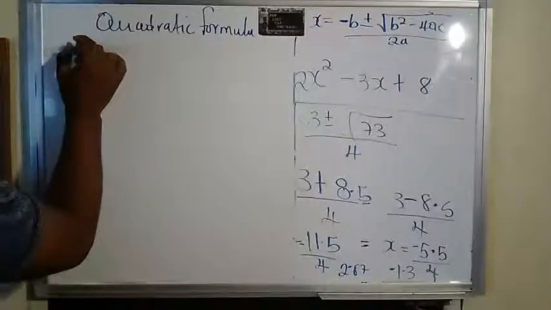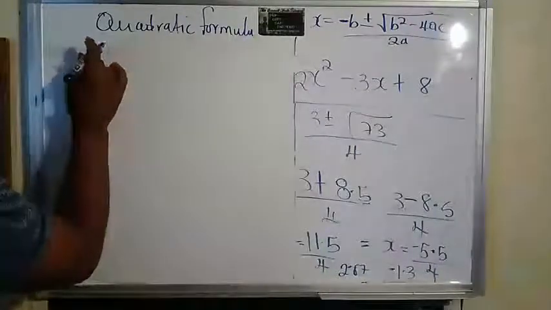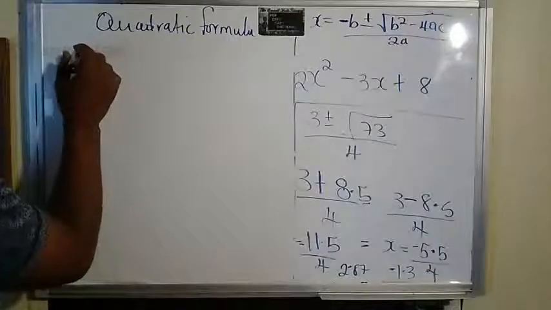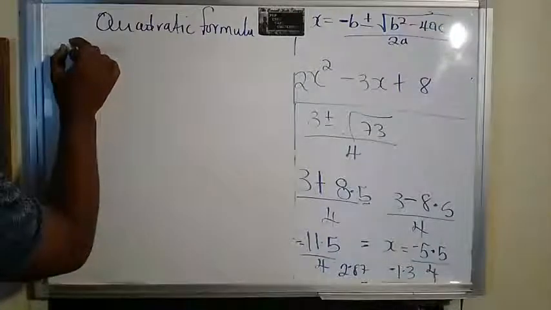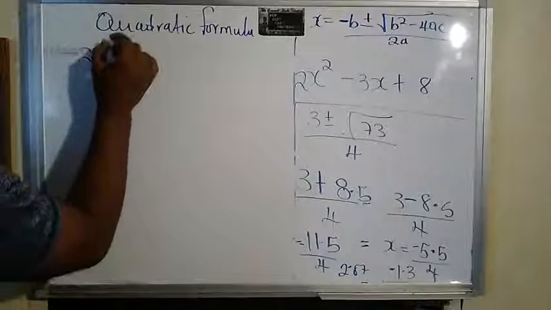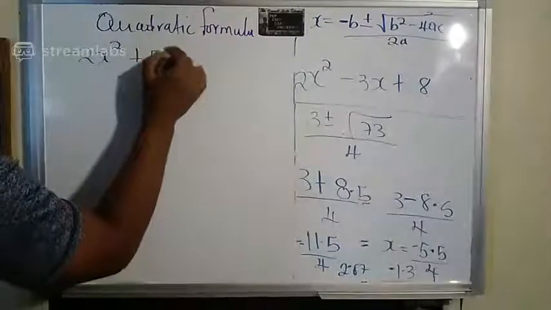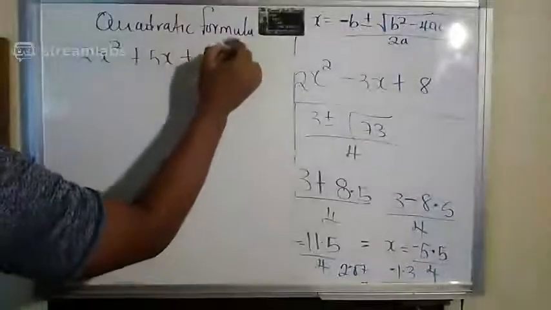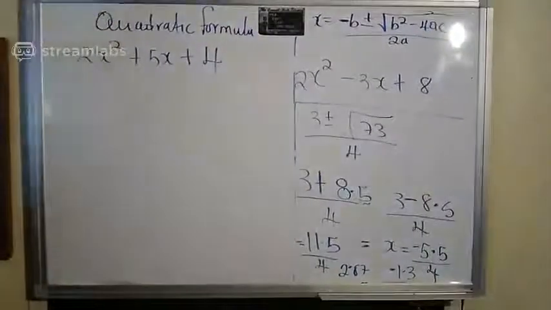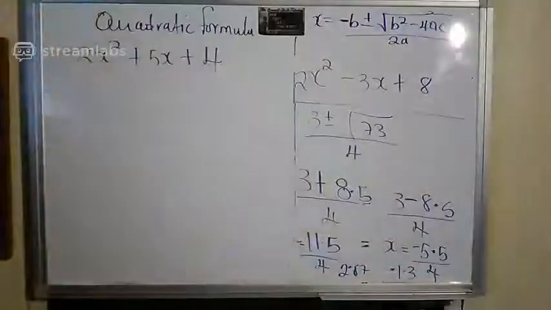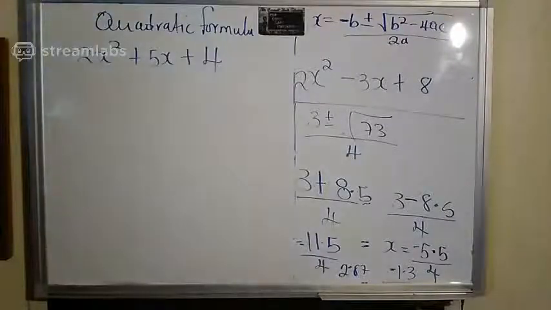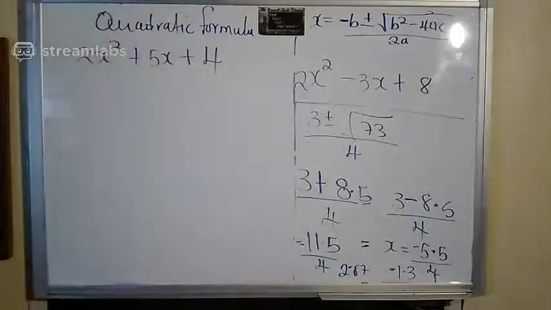Alright. This time I'm going to make the middle term be negative. No, first term. So, negative 2x squared plus 5x plus 4. I think this one should be able to work.